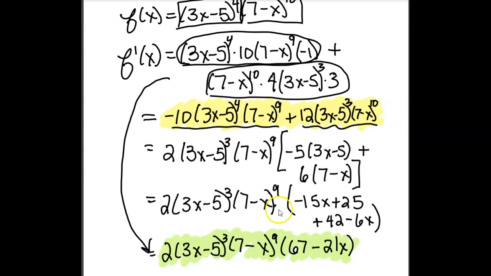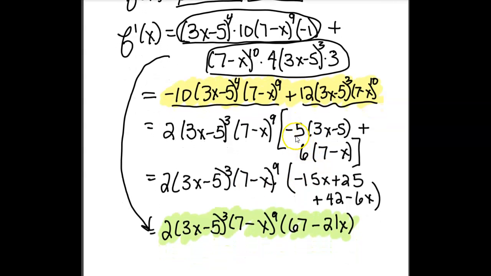All the stuff in front stays, and then we just clean up what's in these brackets. You distribute the -5 and get -15x plus 25, plus distribute the 6, which gives you 42 minus 6x. Again, all the stuff in front stays: 3x minus 5 to the 3rd, 7 minus x to the 9th, and then inside the parentheses, 25 and 42 is 67, and -15x and -6x is -21x. So that's where that answer comes from.